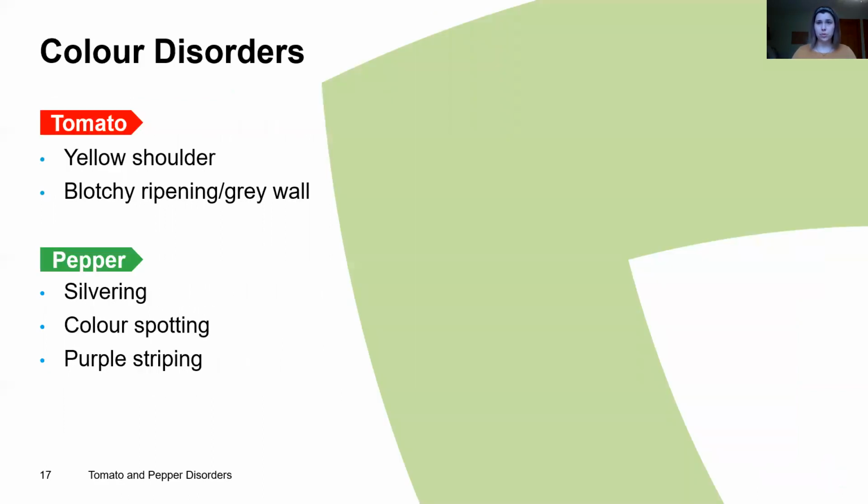So the next group of disorders I'm going to cover are color disorders. With a lot of the color disorders, different tomato and pepper varieties vary in their susceptibility. So it's important to understand the fruit variety that you're scouting, because that will be beneficial in understanding what you should be looking for.